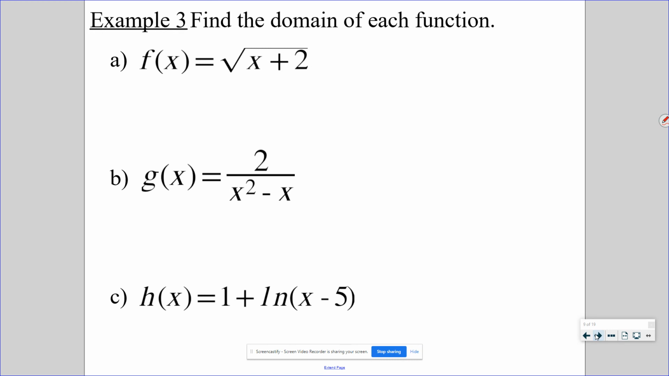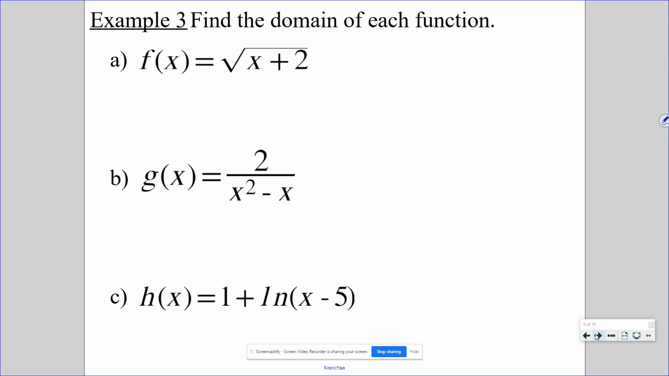So find the domain of each function. So domain is easy to do when you have a graph. Here you have an equation and you're not using a graphing device to find these domains. You're going to do it algebraically. So what you're going to do is you're going to think about those restrictions. So you're going to say, okay, look, I got a square root. Do square roots have restrictions? Yes, they do. So because they have restrictions, we're going to start with what is restricted or what is not.